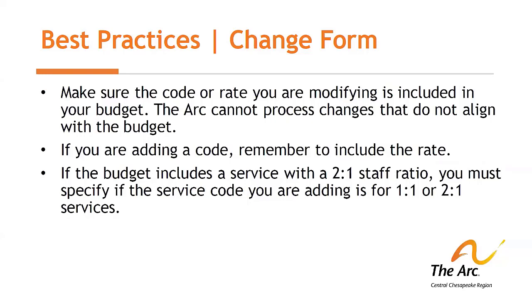Make sure that the code or rate you are modifying is included in your budget. The ARC can't process changes that don't align with the budget, so that's an important thing to remember. If you're adding something, please ensure in advance that you've reviewed the budget and that the budget does include that service. If you're adding a service code, please remember to include the rate that that code should be paid out at. And if the budget includes a service with a 2-to-1 staffing ratio, which does not apply to all participants, you must specify if the service code you're adding is for 1-to-1 or 2-to-1 services.